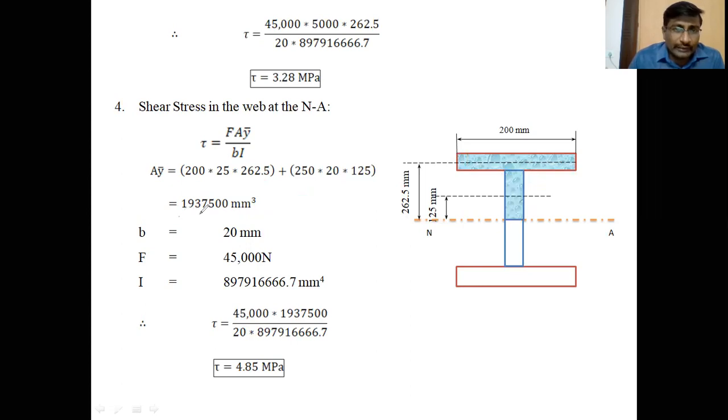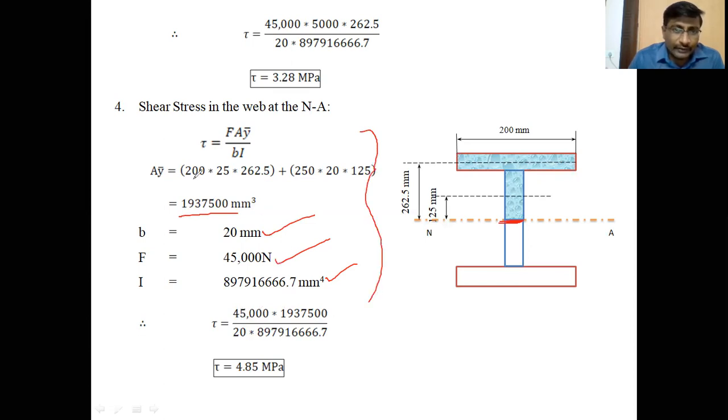So the value of AY bar at the neutral axis is that. And B, the breadth of this layer, is 20 mm itself, because the thickness of the web is 20 mm. And F is the same, 45,000 newtons, for the whole section, and I is the same for the whole section, 897,916,666.7 mm^4. So these are the values at the neutral axis.